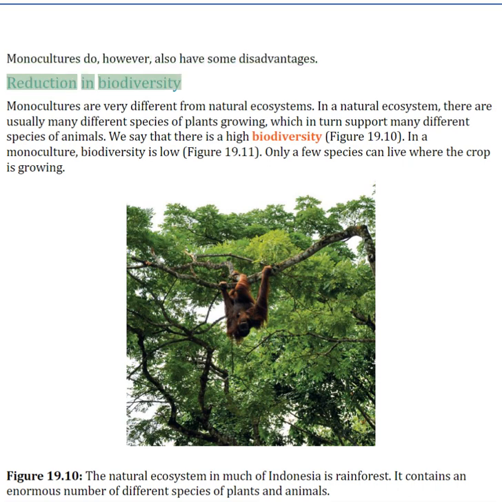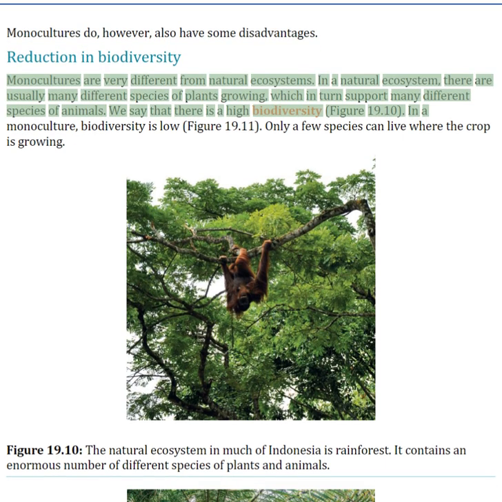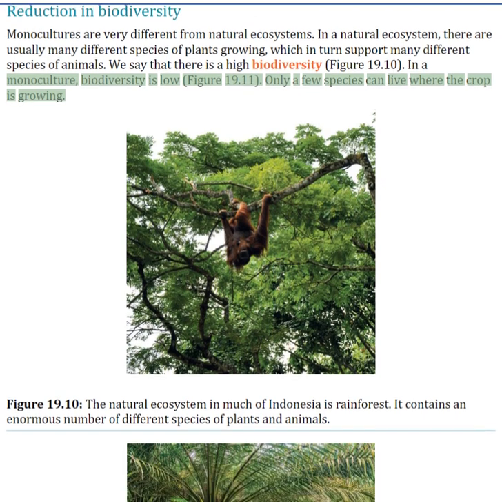Reduction in biodiversity. Monocultures are very different from natural ecosystems. In a natural ecosystem, there are usually many different species of plants growing, which in turn support many different species of animals. We say that there is a high biodiversity. In a monoculture, biodiversity is low. Only a few species can live where the crop is growing.